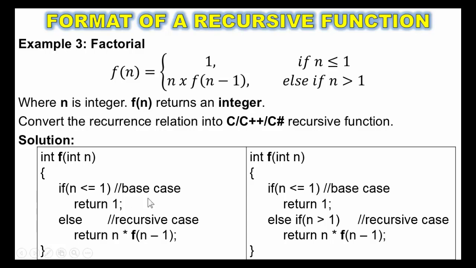The condition, else if n is greater than 1, is the recursive case. So we write else return n multiplied by the function called f with an argument n minus 1. There is another solution where we write else if n is greater than 1. And those are the solutions.